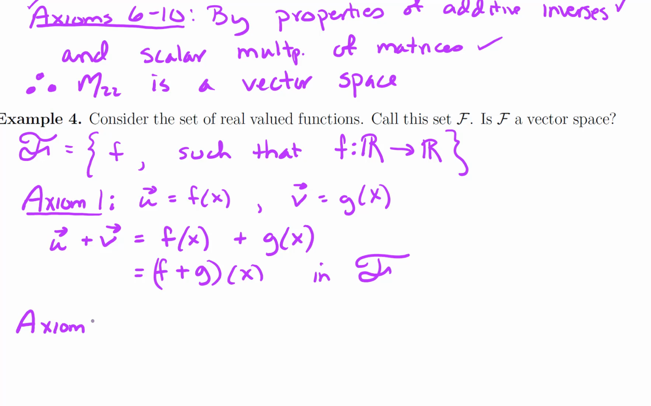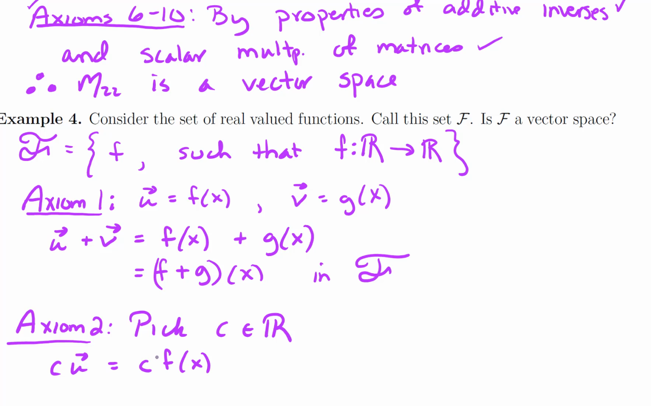Axiom 2. If you pick any real scalar, so C comes from the field of real numbers, notice that C times U is asking us to figure out what C times f does, and I'm going to write that as C times f of x with some parentheses like that. That is the same as what we mean by C times f evaluated at x. To figure that out, it's just evaluate f at x and then multiply by the scalar C. And that is certainly in F. It's not that we have functions that map to the complex numbers all of a sudden. We still are in this land of real valued functions.